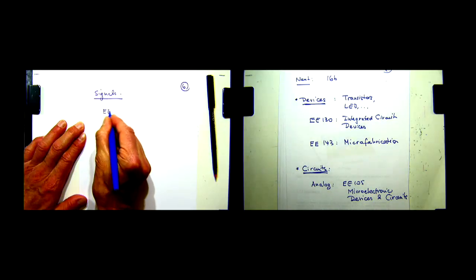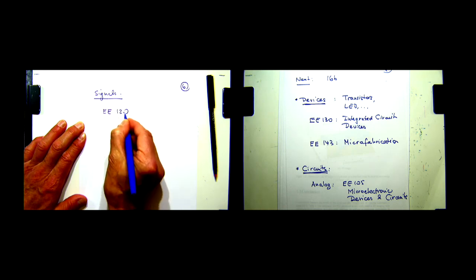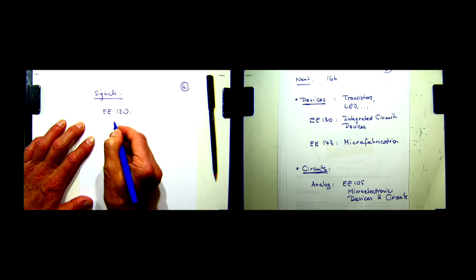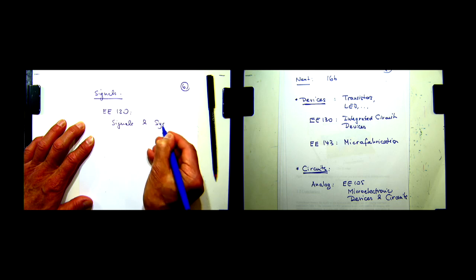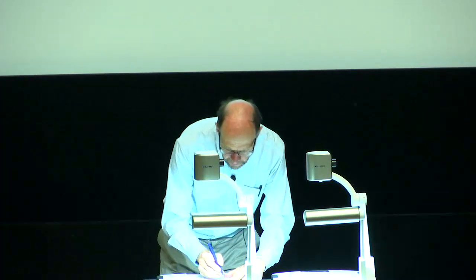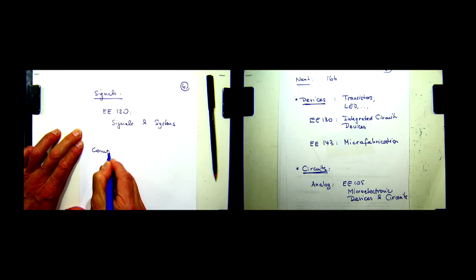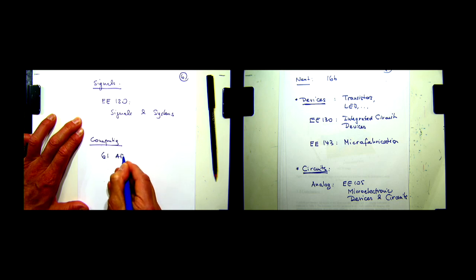So a good starter course would be EE 120, and it's called Signals and Systems. It also tells you about much more powerful ways on how to describe signals, and then do calculations with them. And then, of course, there is computing. In the 61 A, B, C series, you learn a lot about computers and programming and so on, and that is going to be very helpful, and you're taking that anyways.